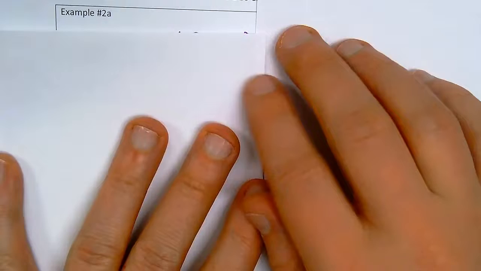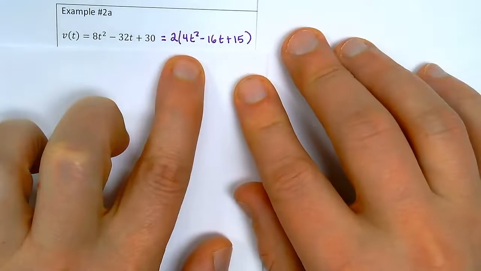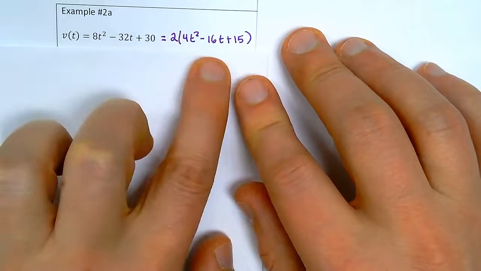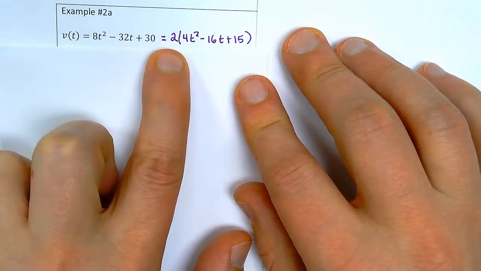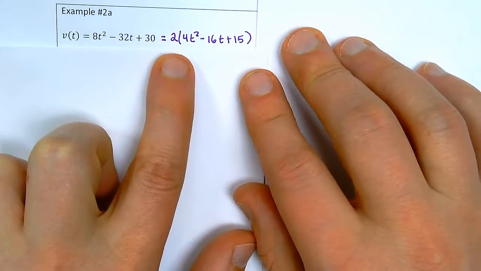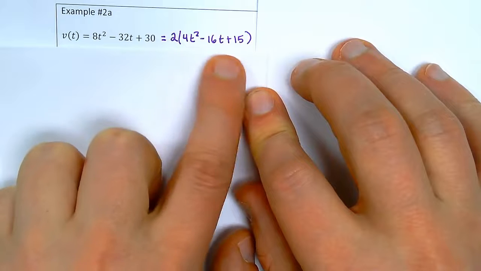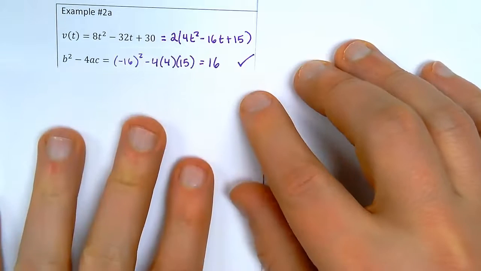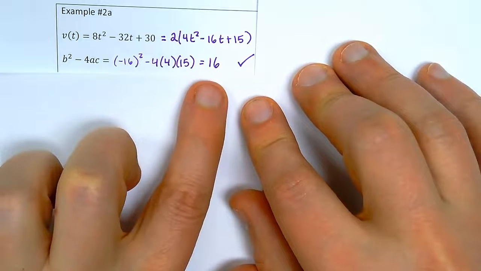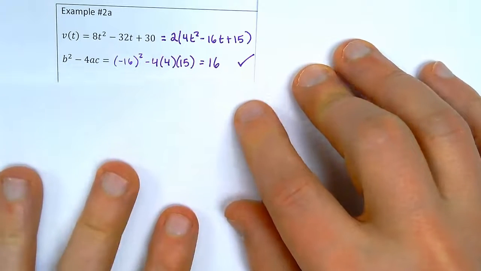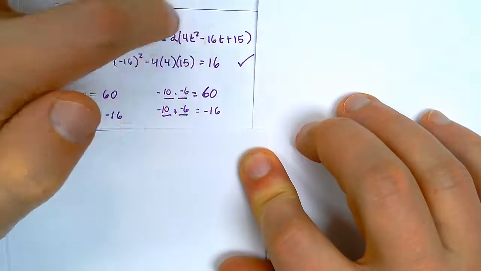In example 2, we have a quadratic that has a greatest common factor. We should always look for those first. So since all of these numbers were even, I was able to factor out a 2. Now please note the 2 doesn't disappear, it just moves to the front. Now I'm going to run the discriminant on what's left. The discriminant is equal to 16, which is a perfect square, so I know that this quadratic can be factored. I look for two numbers that multiply to 60 and add up to negative 16.